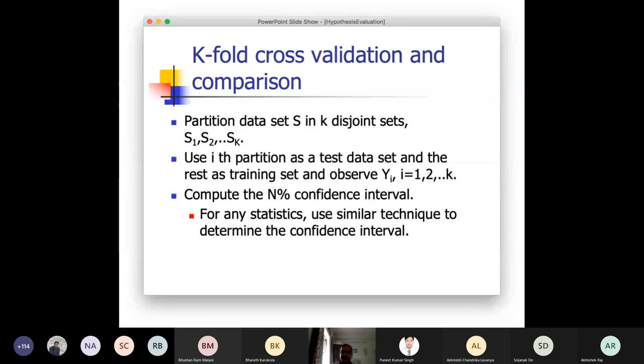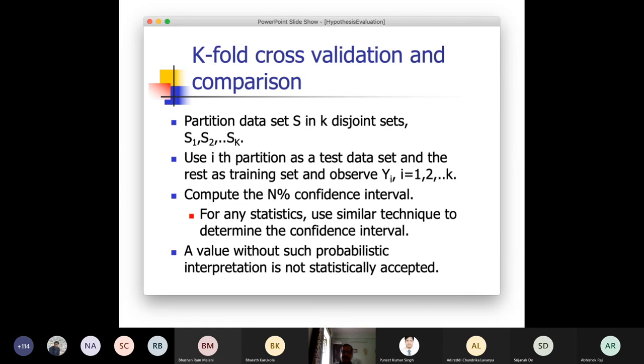So when you have k-fold cross validation, particularly, you should not give any particular point result. Rather, you should give the result of this distribution. So that is the summary. When you do performance analysis, it should have a probabilistic interpretation. Otherwise, it should not be accepted. It's not statistically accepted. It's a kind of chance result that you are reporting, and that is flawed.